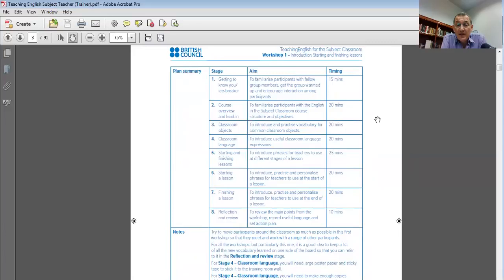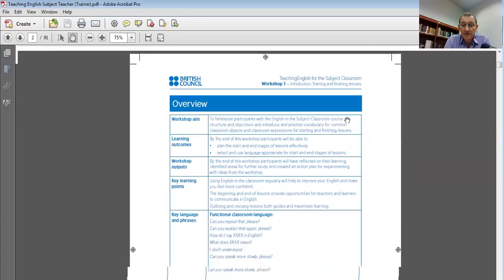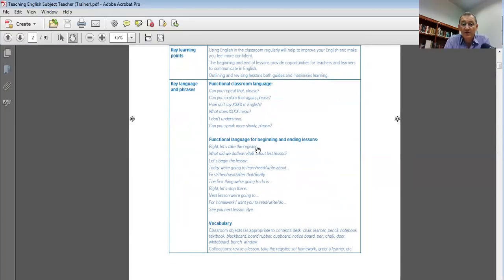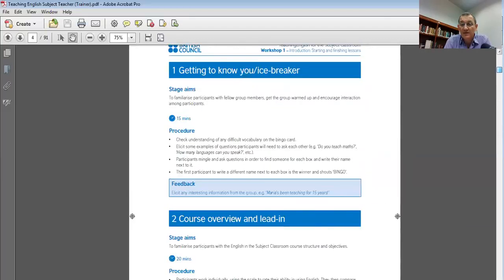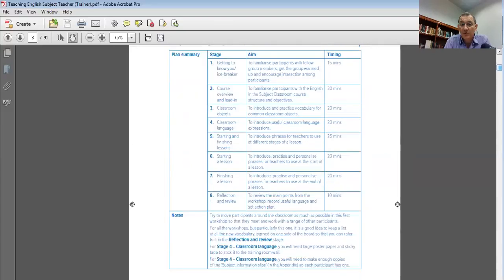Stage 3, classroom objects, and this is where the first real learning takes place. Approximately 20 minutes, you, the trainers, will introduce and practice vocabulary for common classroom objects. And stage 4, classroom language, and you will remember that on the first page there was a table of functional classroom language and language for beginning and ending lessons. This is what we hope that the participants will take away and be more confident in using, and this is where you will introduce that.